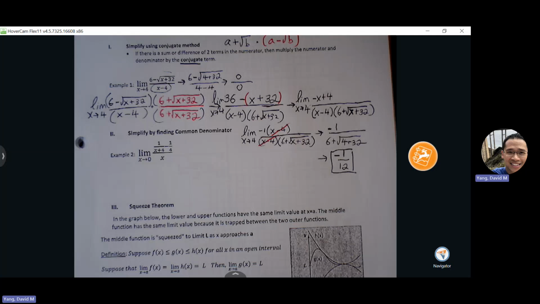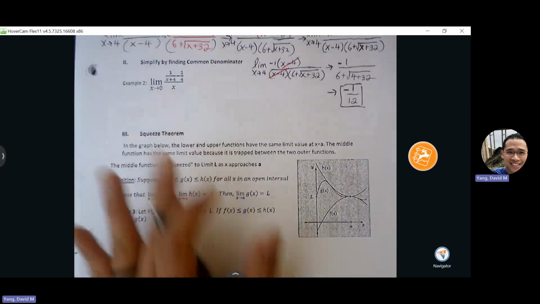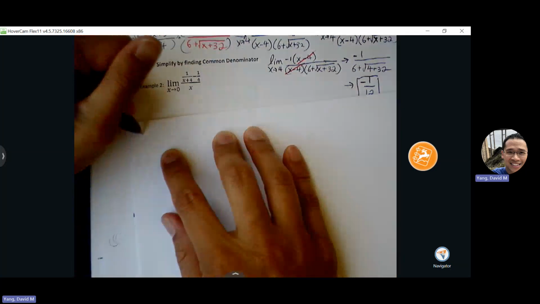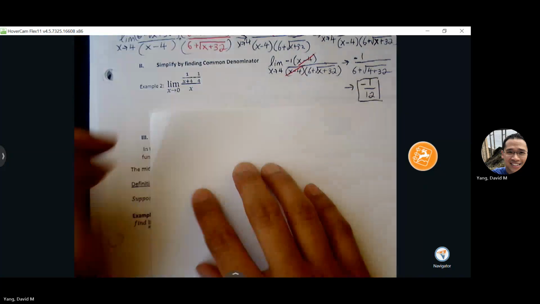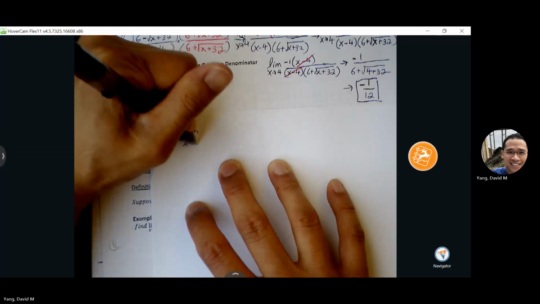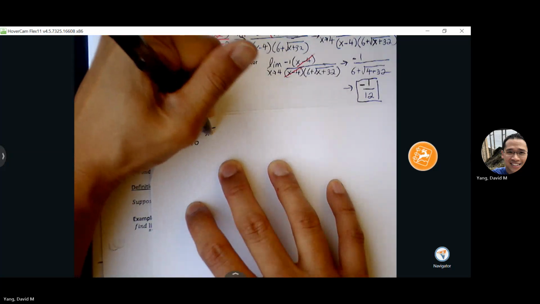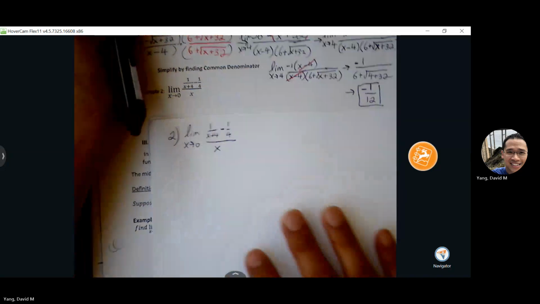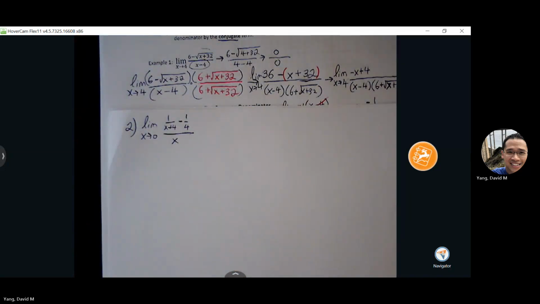All right, example 2. This is simplifying by using a common denominator. So let's just jump into it, and I will show you the steps as we work through. I'll do this on a separate sheet here. All right, first steps first. What's our first step?